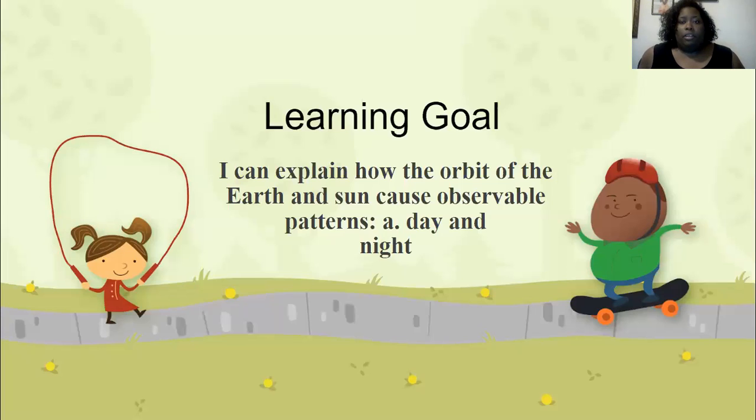All right, our learning goal, repeat after me. I can explain how the orbit of the Earth and Sun cause observable patterns, for example, day and night. I can explain how the orbit of the Earth and Sun cause observable patterns, day and night.